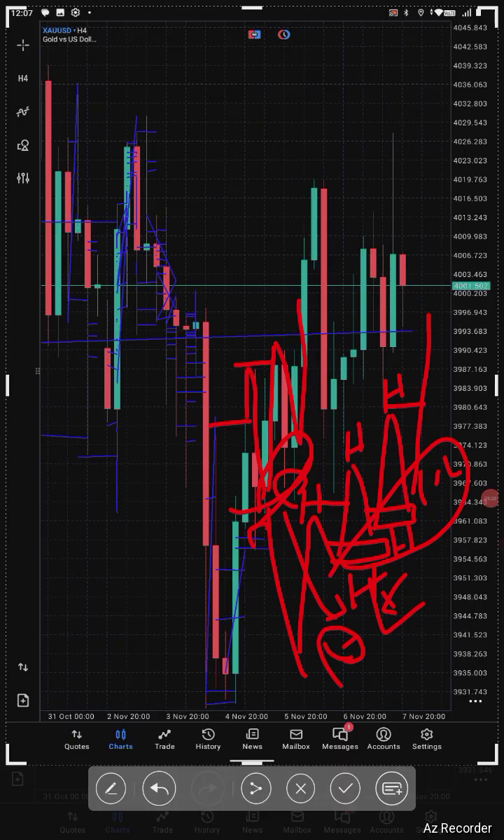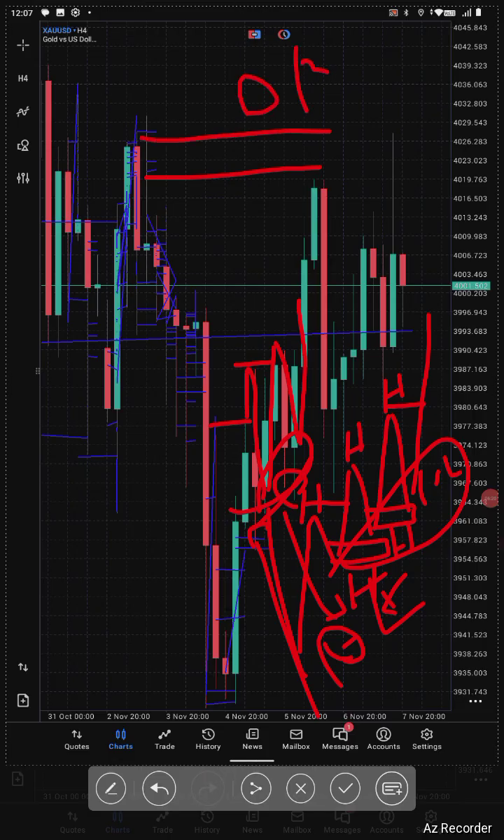So when the price is below liquidity like this, makes highs like this, and there is no break, the price is very strong. So the price here, why does the price come back again? Because this area is OB. OB is very strong.